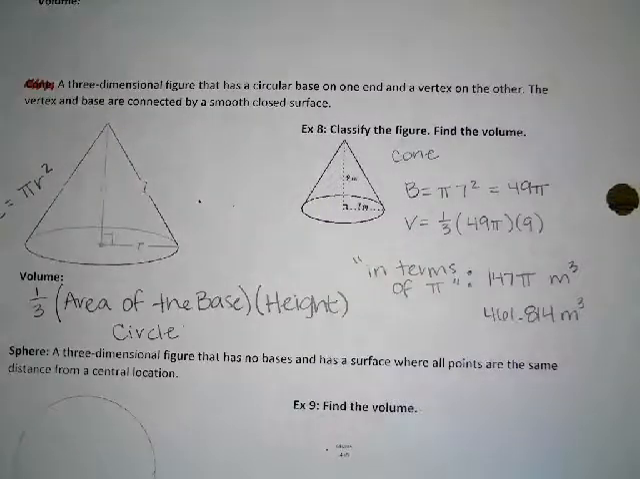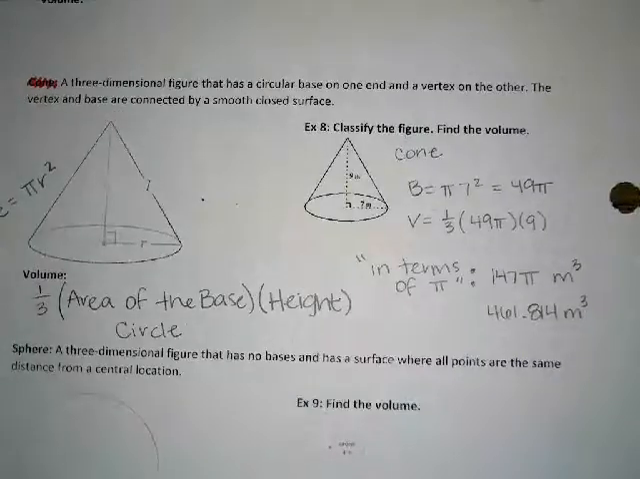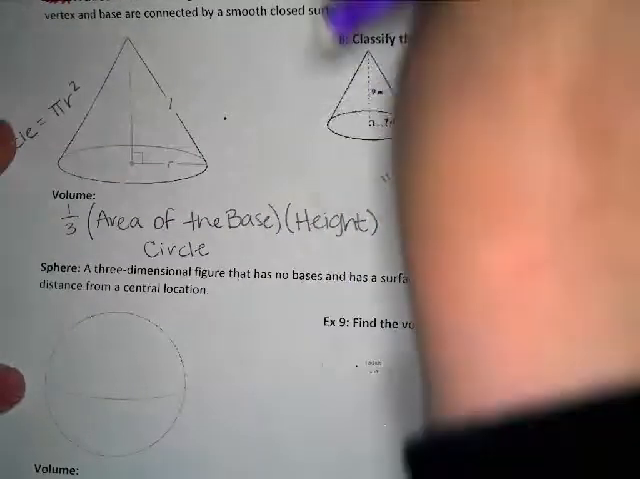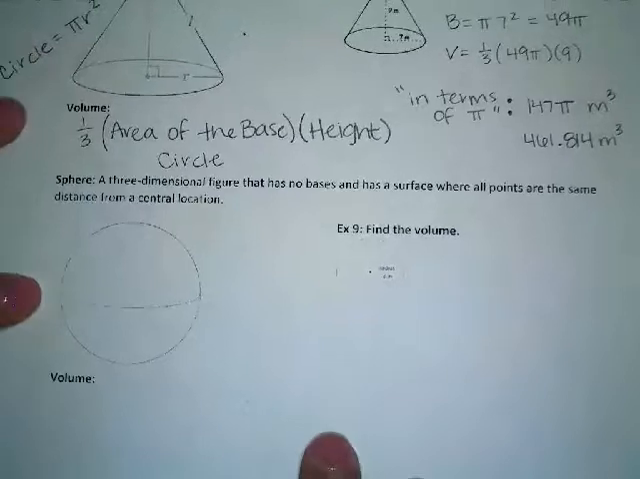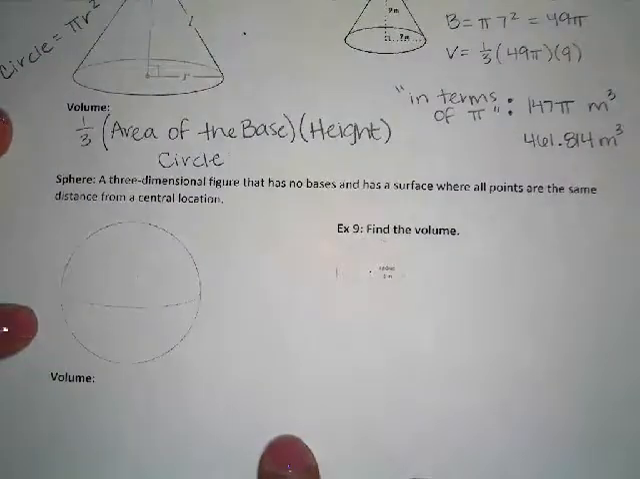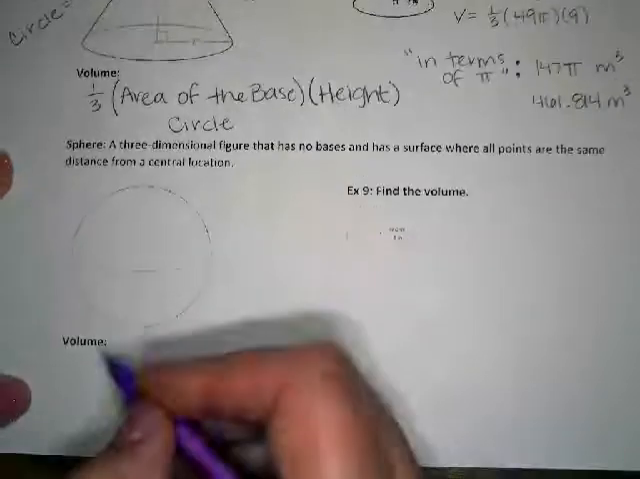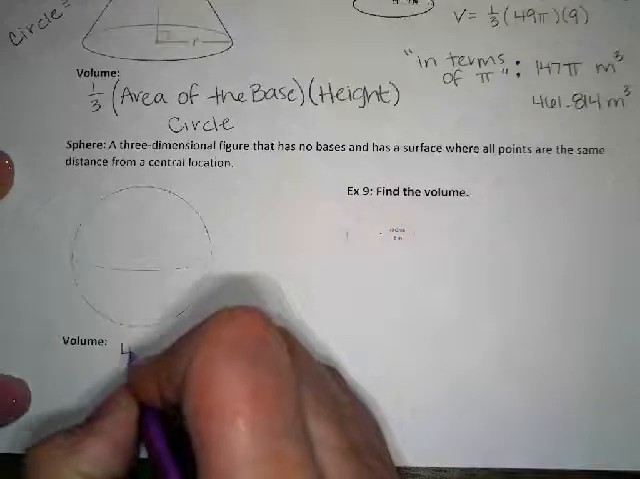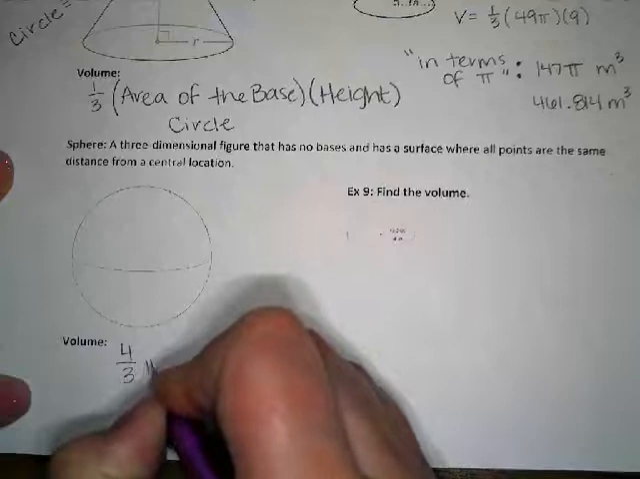Okay? All right, the next type of volume that we're going to find is for a sphere, which is not a circle. It's a 3D circle. It's a ball. All right? Sphere. The volume for that is 4/3 pi r cubed.